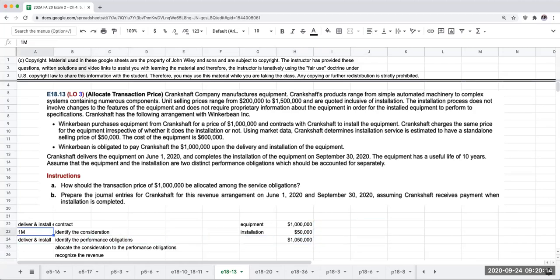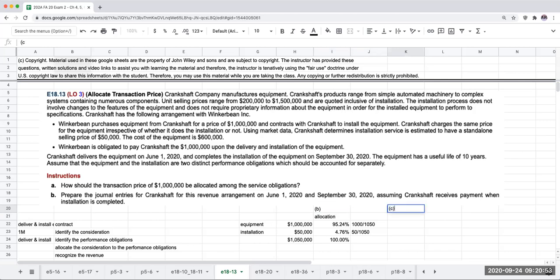So why do I have to do this? My consideration is $1 million because that's what the client's paying me. The value of what I'm giving is $1,050,000. So what I now need to do is ask, what is the percentage of total? I'm going to take this $1 million divided by $1,050,000, and then take $50,000 and divide it by $1,050,000. When I add these up, this has to equal 100%. So this is my allocation.